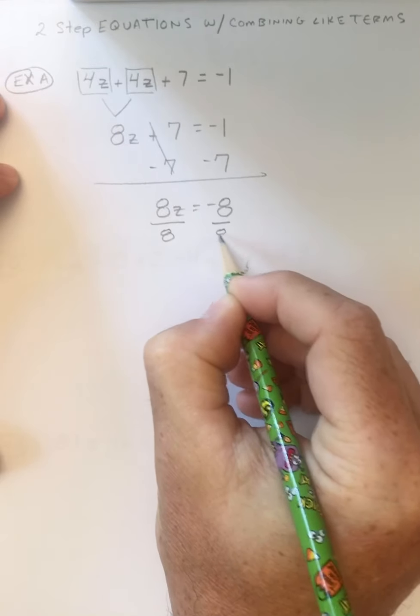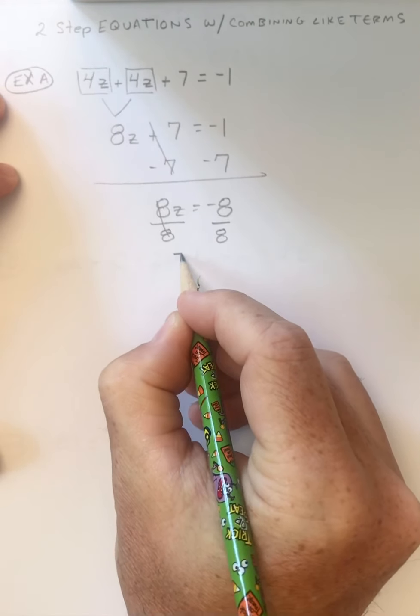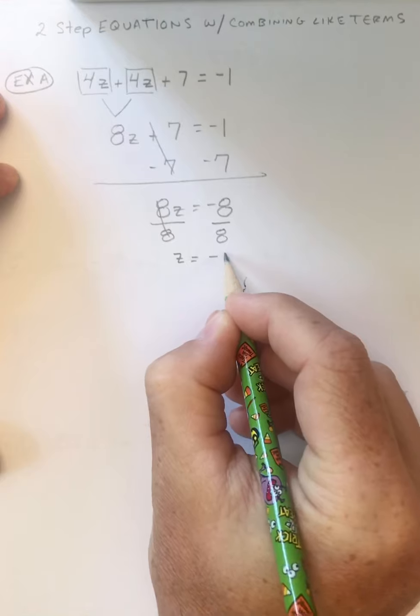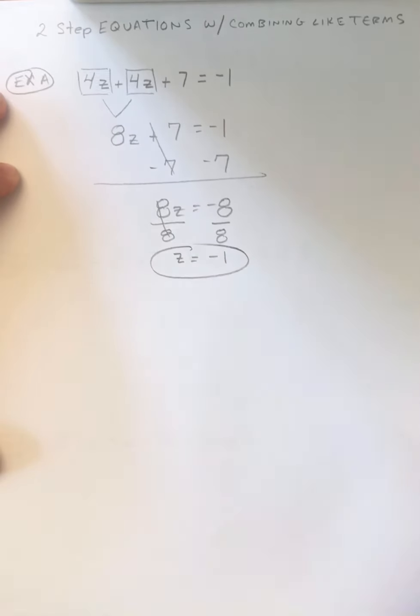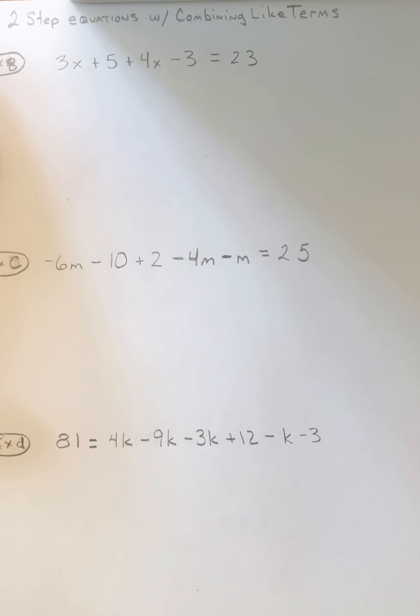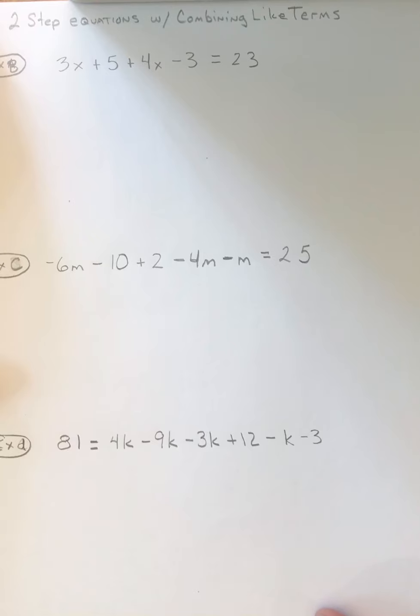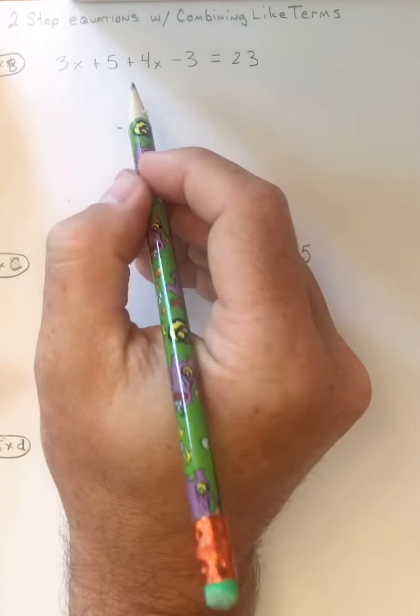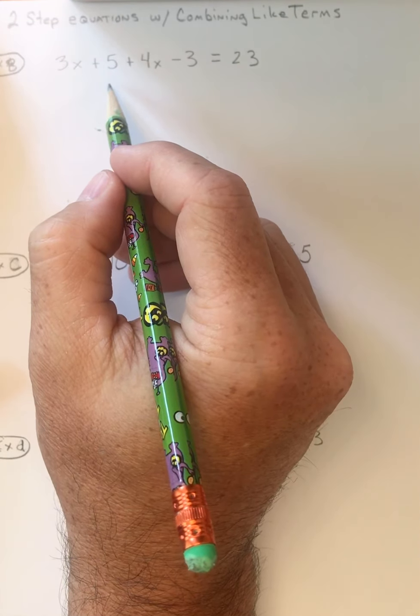Divide by 8. Divide by 8, cancels, z equals -1. All right, that's about as basic as an example as I can give. So let's get some more complicated ones. All right, we're going to combine these like terms here.